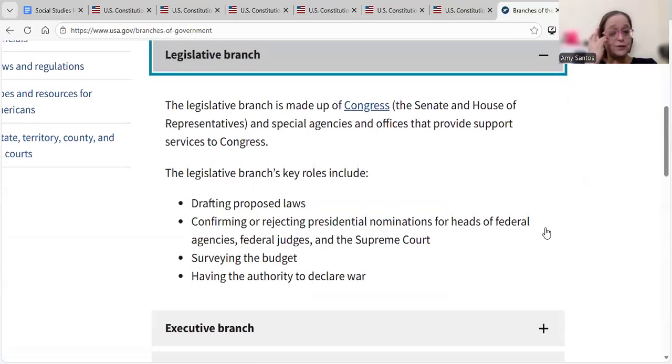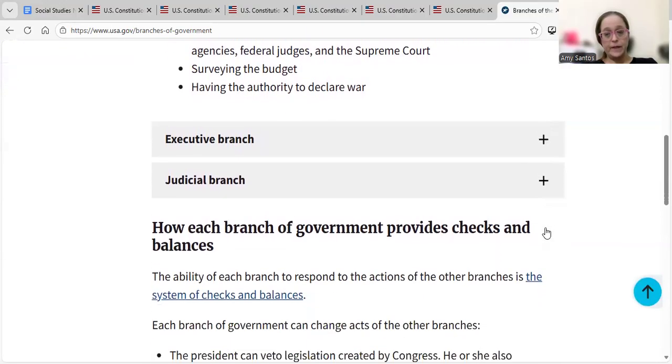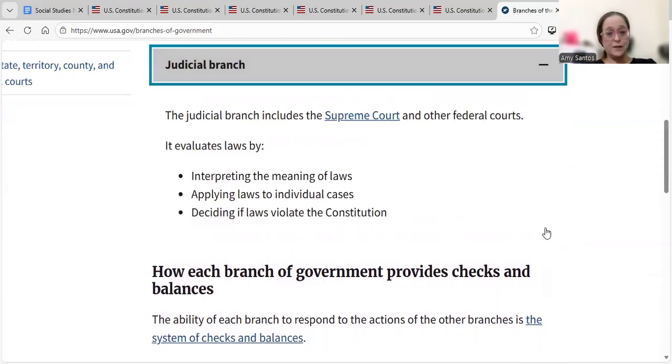The legislative branch drafts and proposes laws. They confirm or reject presidential nominations. They watch the budget, and they have the authority to declare war. That's the other thing that the legislative branch has. And then the judicial branch, they interpret the meaning of laws. They apply laws to individual cases, and they also decide if laws violate the Constitution. And we will stop there.